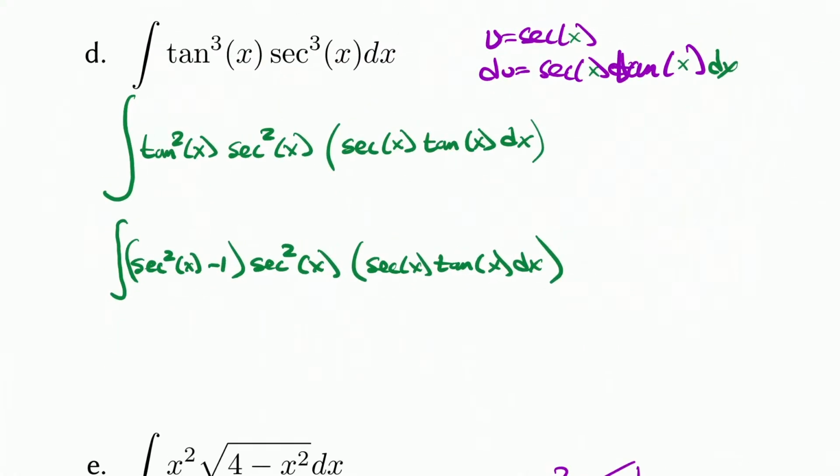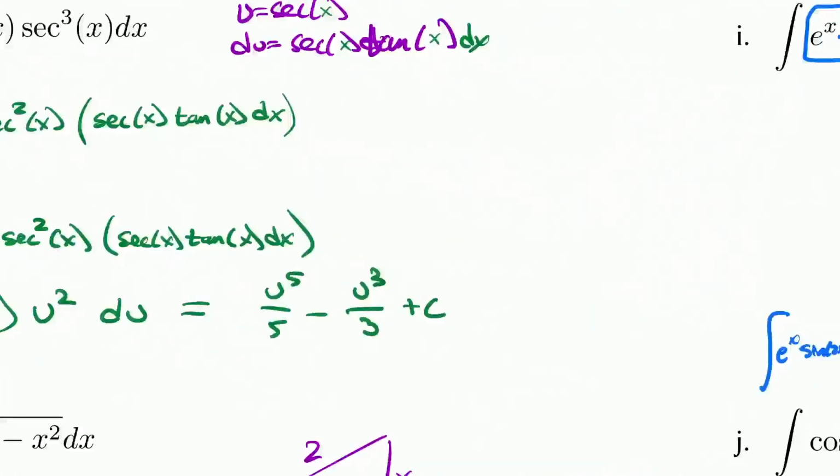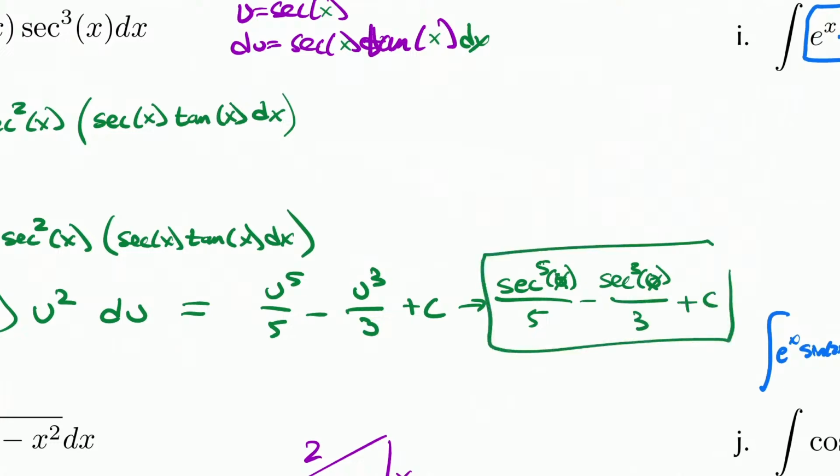Okay, so let's actually finish this up. This is going to be u squared minus 1 times u squared times du. Almost too easy. u to the 5th over 5 minus u cubed over 3. Okay, I did skip a step there, but I think you can handle it. So this is going to be secant to the 5th of x over 5 minus secant cubed of x over 3. So there's your answer for that one.